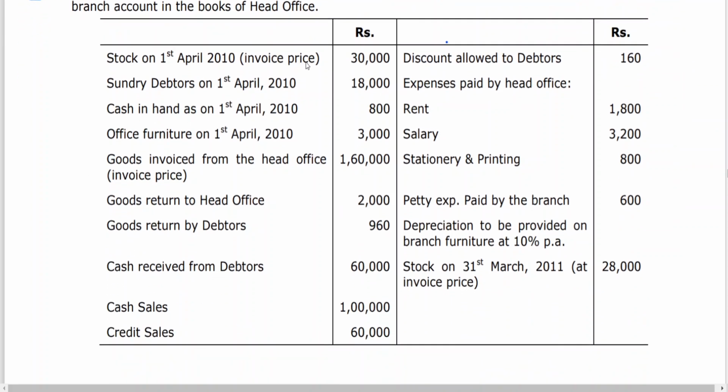Stock at invoice price has been given. Debtors opening is there. Cash in hand opening is there. Office furniture opening is there. Goods invoiced from the head office, invoice price himself has given. Goods returned to head office, obviously that is also at invoice price only. Okay.